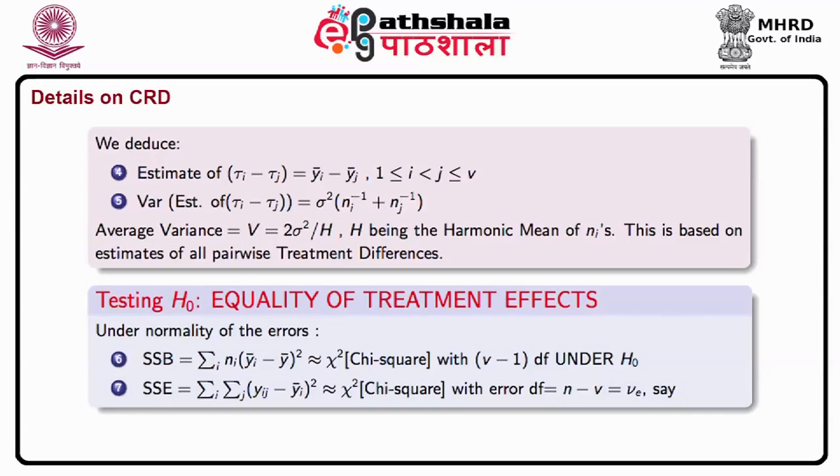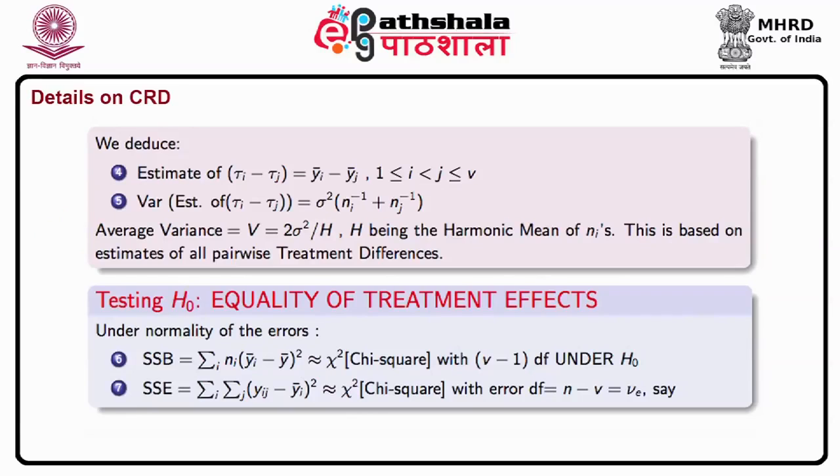So we can deduce the estimate of tau i minus tau j is equal to yi bar minus yj bar, where 1 is less than or equal to i, less than j, less than or equal to v, and the variance of the estimator of tau i minus tau j is equal to sigma square into 1 by ni plus 1 by nj. And the average variance will be denoted by capital V, and that is equal to 2 sigma square by capital H, where capital H is the harmonic mean of the ni's. So this is based on estimates of all pairwise treatment differences.